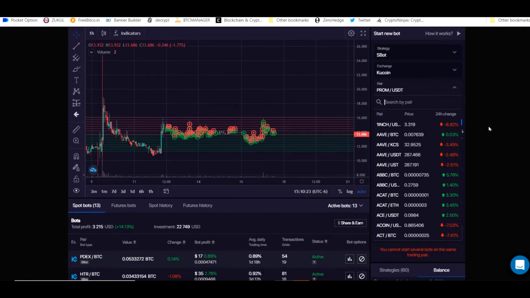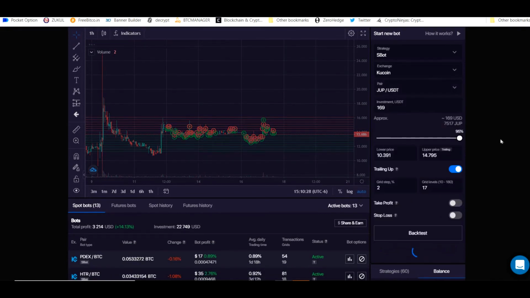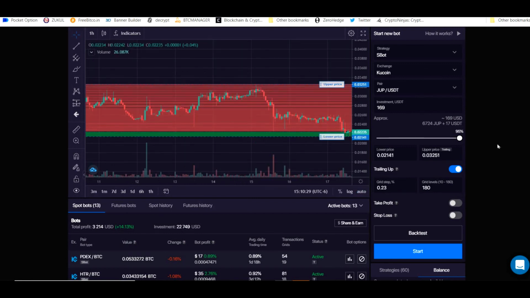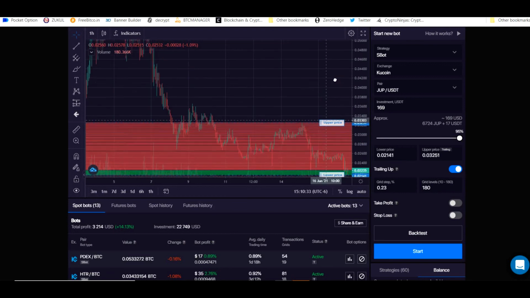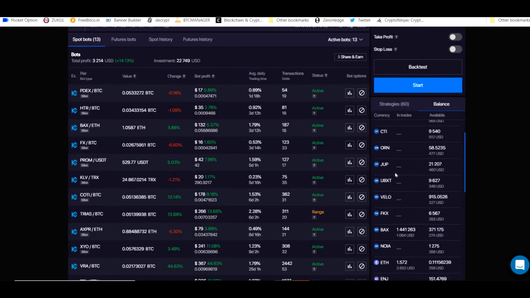Oh, it's ended on PROM. All right, JUP USDT, down 11.69%. Good time to start a bot. Okay, so how much JUP do we have? We don't want to sell any of it, but we want to keep most of it in this trade.